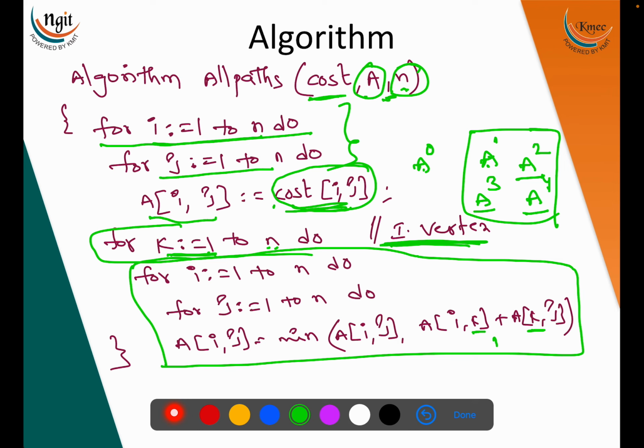And this part is there in your implementation. So this is the algorithm you have to implement in Java. The program should be in Java.